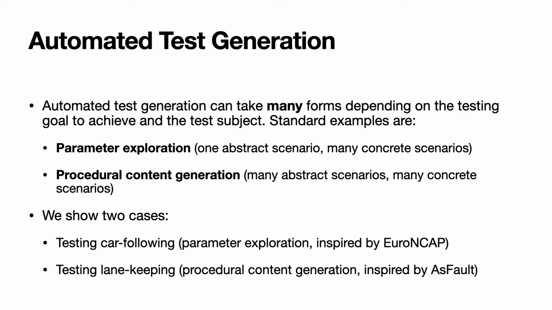One is about testing the car following behavior, which is an experiment based on parameter exploration that is inspired by the Euro NCAP testing protocols. Basically, there is one car in front, the ego car behind, and the ego car should follow the car in front without crashing into it. And the other one is testing lane keeping, which is a more standard type of test. So we generate roads and then we check whether the car can drive on those roads without going outside the lane. And this is inspired by AsFault and many other tools, including the tool competition of this year.